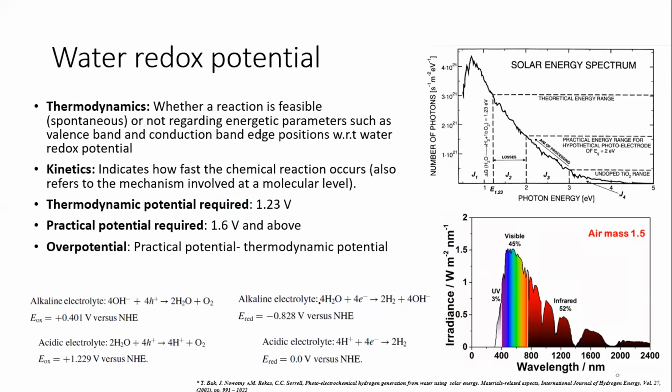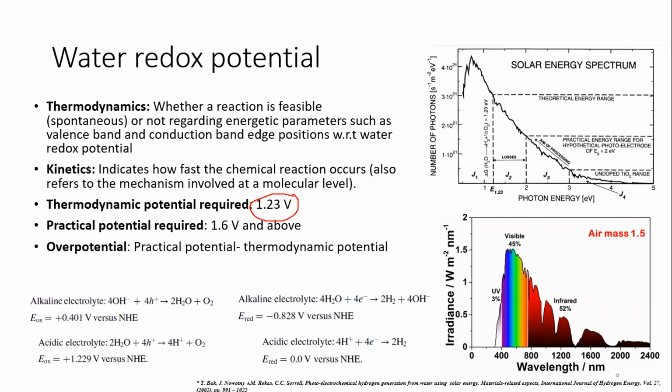So to split water into hydrogen and oxygen, we need to consider two things. The first one is thermodynamics. Thermodynamics tells you whether the reaction is possible or not. Whether the reaction happens is decided by thermodynamics. To split water thermodynamically, we need a voltage of 1.23 volt, or you need a material with a band gap of 1.23 electron volt.